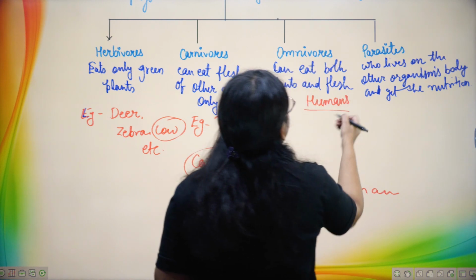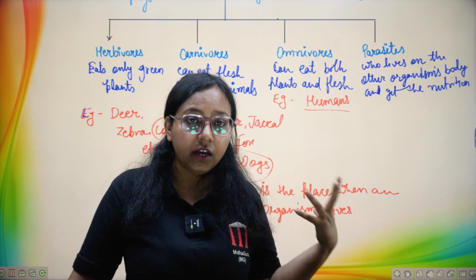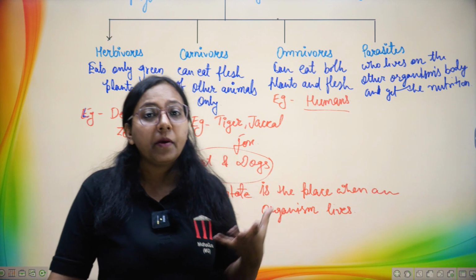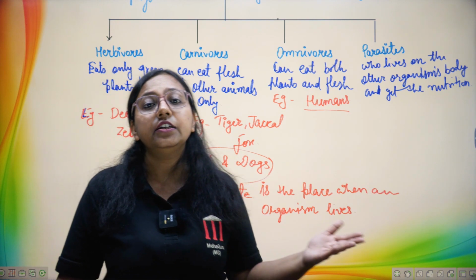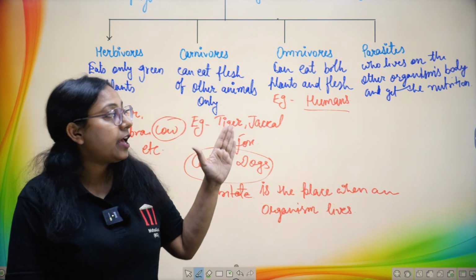Then comes the omnivores, and for example humans are omnivores. Why? Because we can eat both. We can eat plants, like the many vegetables we eat, and we can also eat flesh. Many non-vegetarian people eat the flesh of other animals, so obviously they are eating both; they are omnivores.